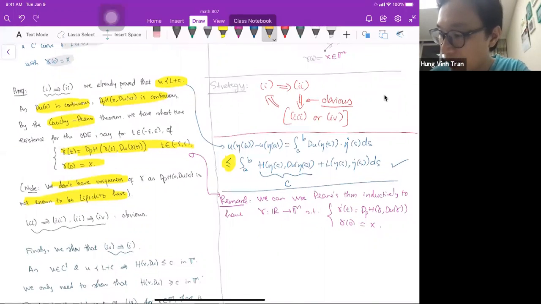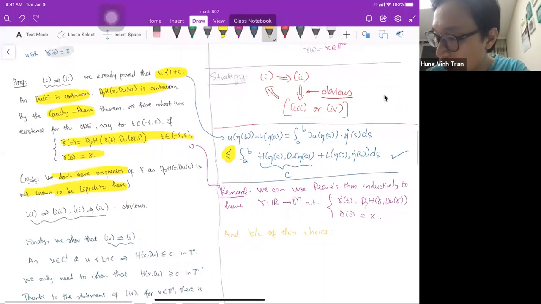Maybe let me just write it down. Because of this choice, you do have the equality, right? I mean, we keep repeating it, but it's good to write du of gamma s dot with gamma dot of s equals h of gamma s du of gamma s plus L of gamma s gamma dot of s.